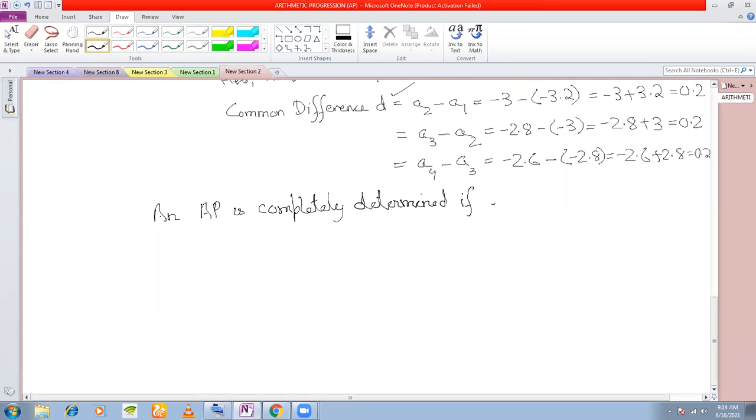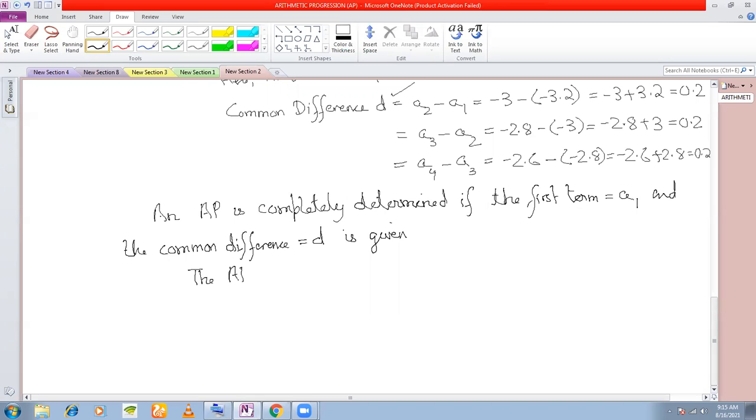if the first term equal to A1 and the common difference equal to D is given. Okay, if the first term A1 is given and if the common difference is given, then what is the AP?